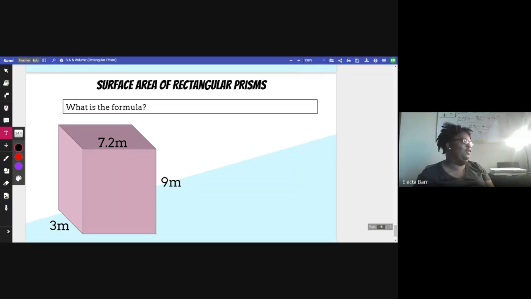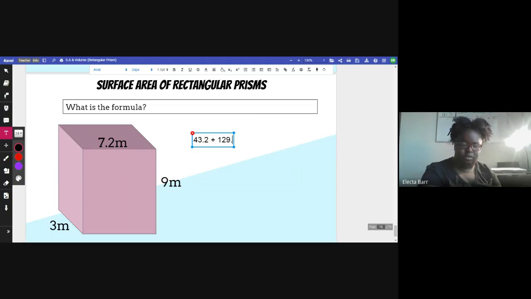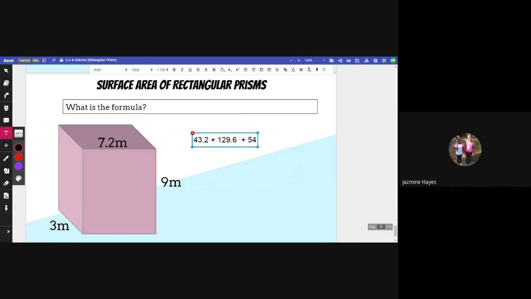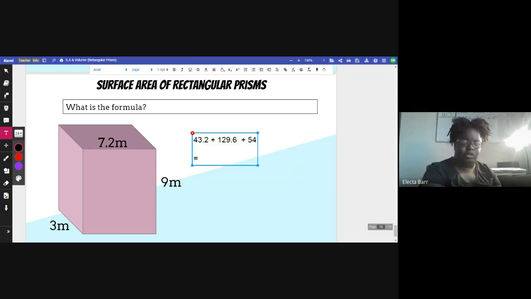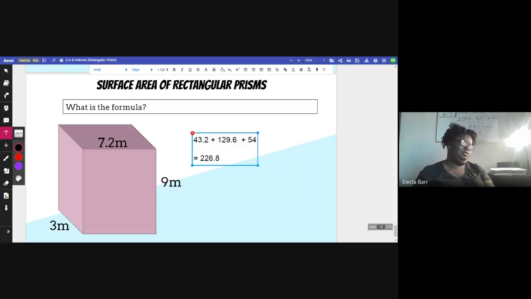All right, let's go over this one, y'all. What were the three numbers that you added together? 43.2 plus 129.6 plus 54, which equals 226.8. And that's meters squared.